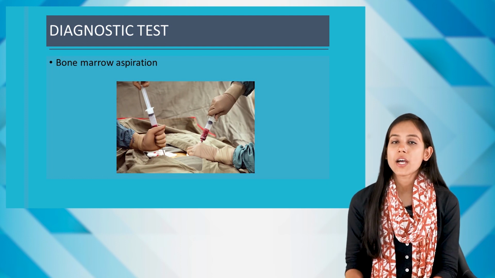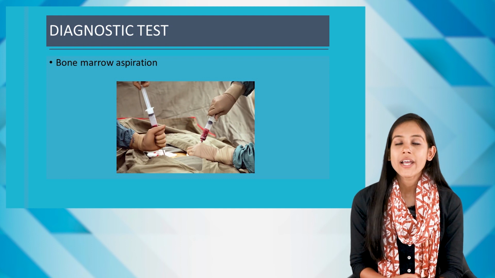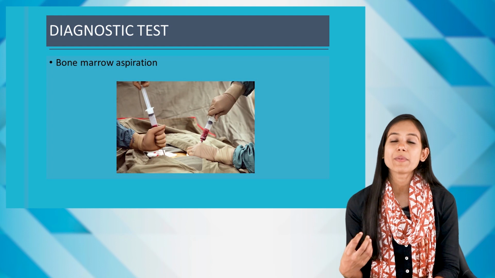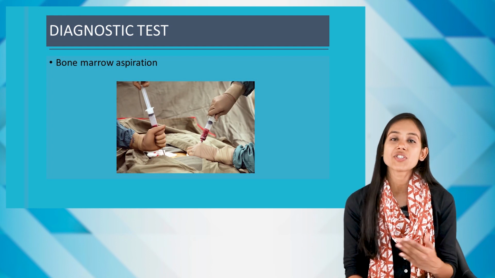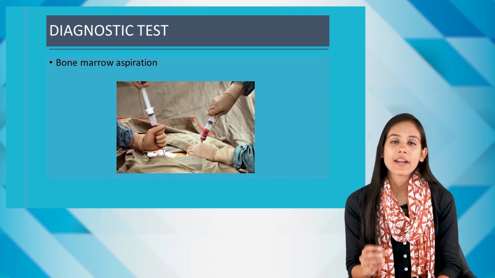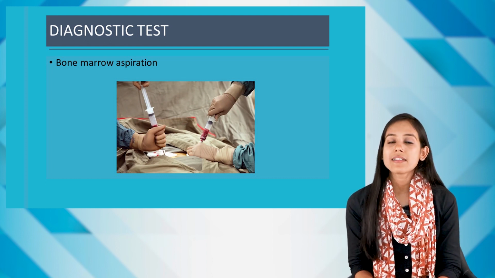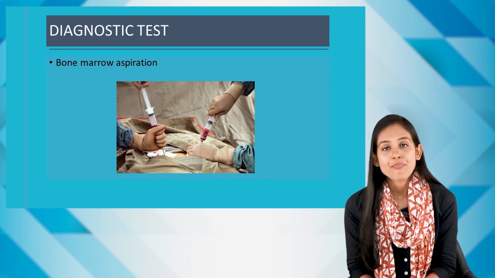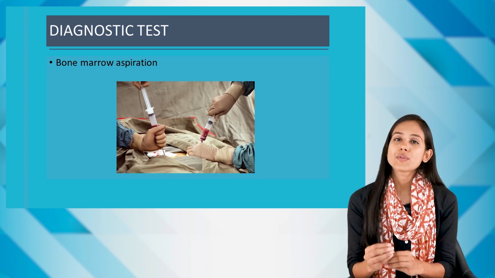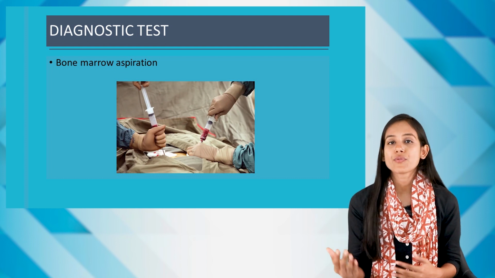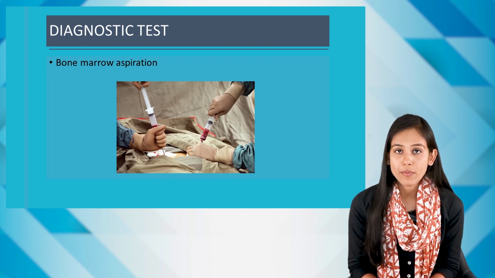So the first thing we can find would be hypercellular bone marrow, and the second thing would be increased blast cells. That means there would be increased immature cells. Now as I mentioned earlier, normally if we look inside the bone marrow, we can see that the number of immature cells is very low. But in case of leukemia, the number of immature cells is very, very high. It is almost 3 to 4 times more than the normal one. So that is how it is diagnosed.